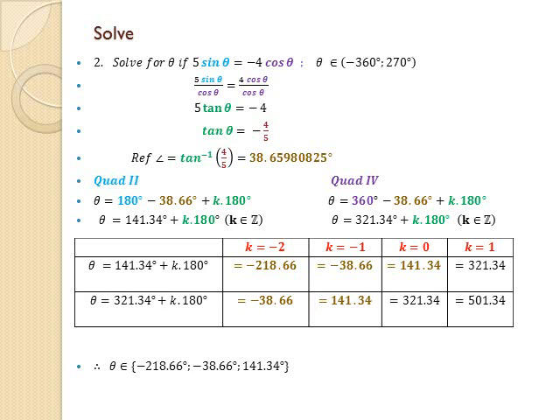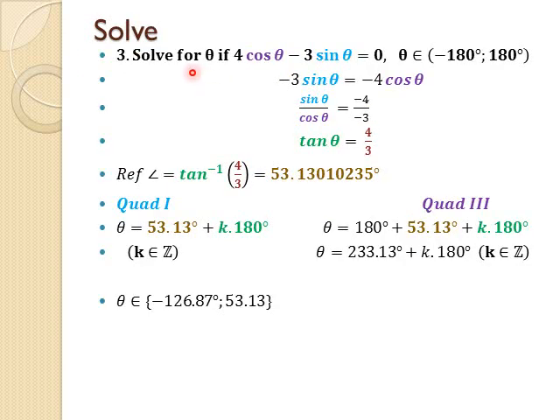Right, next problem. Right, solve for theta if 4 cos theta minus 3 sin theta equals 0. Now my interval theta element of negative 180 to 180. So first, leave sine on one side, take cos to the other side. Now because I have sine and cos, again I'm going to convert it to tan.